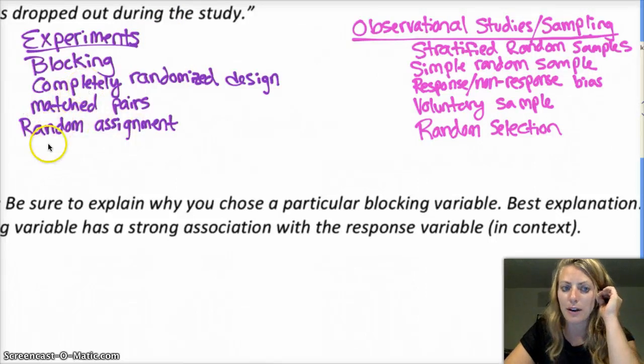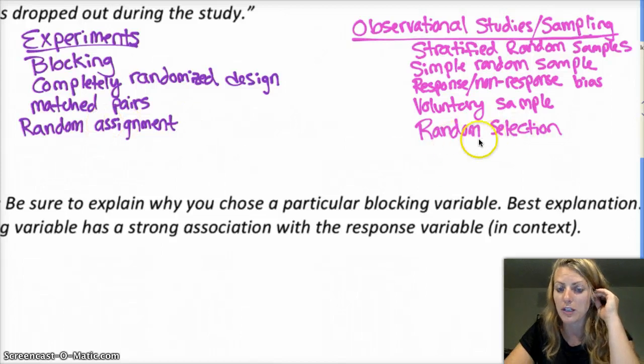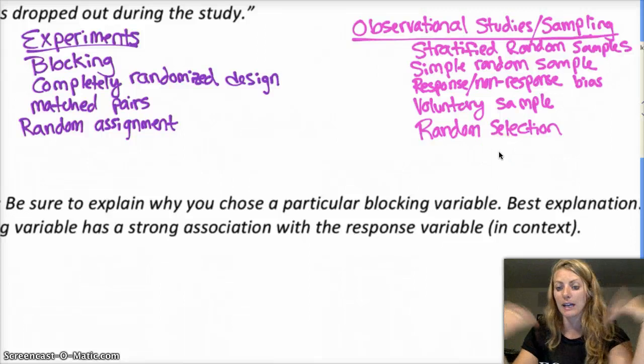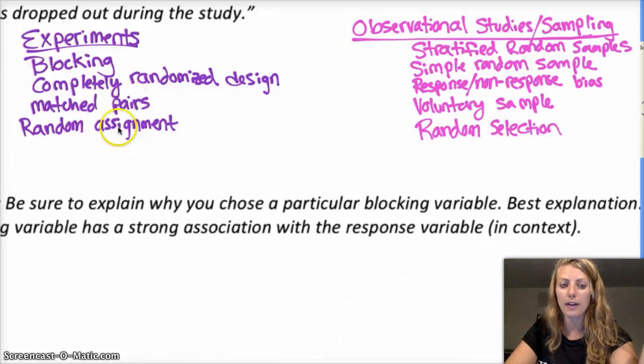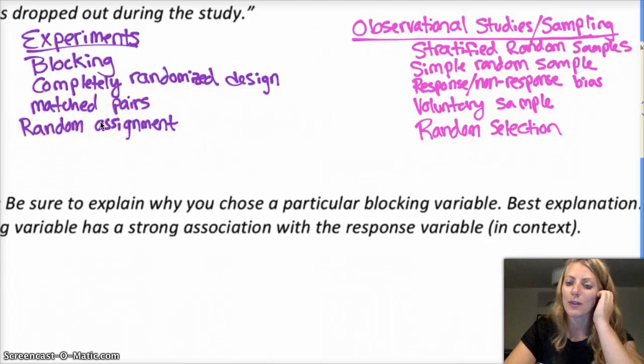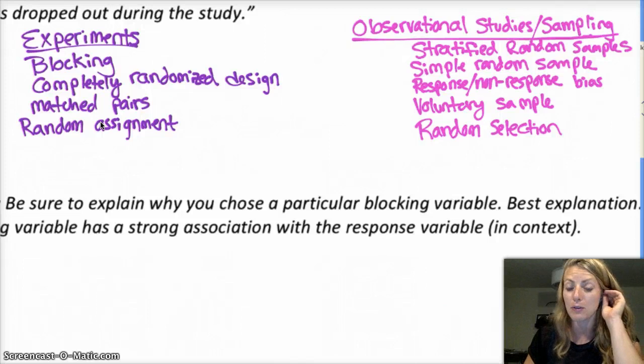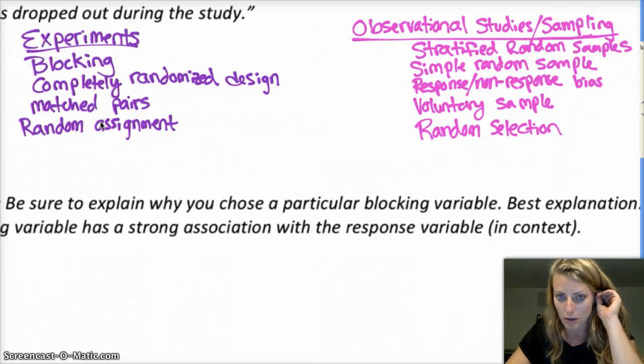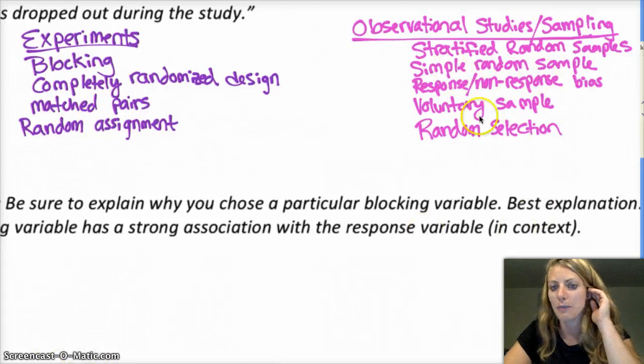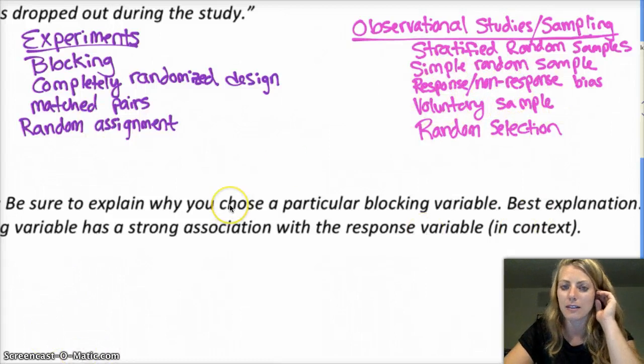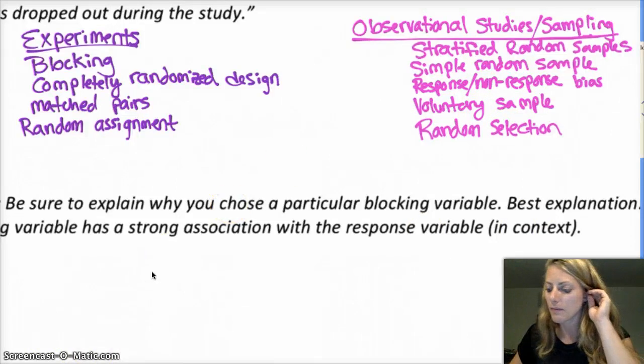And then you also have random assignment, whereas in observational studies you have random selection. So basically here you're randomly selecting people to come and take your study or your survey. And then in experiments, you don't necessarily need to randomly select people, but you do need to randomly assign them to treatments. So that's a different thing. And then your bias and everything, that's in observational studies and sampling.